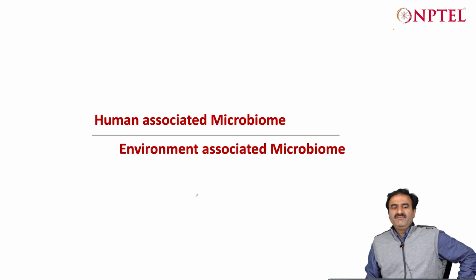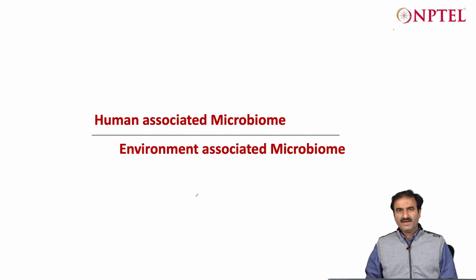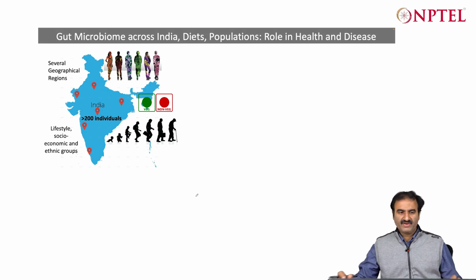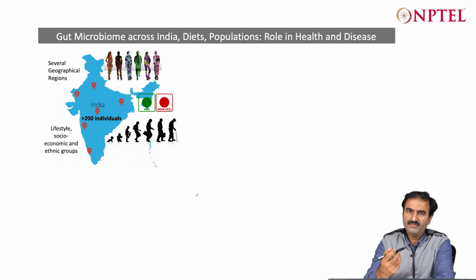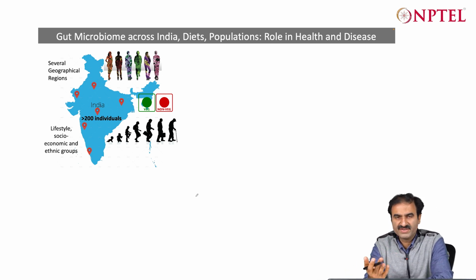So we might be dealing with the host-associated microbiome or the environment-associated microbiome, right? I'll give you some examples. For example, the human gut microbiome from India, which was not known. India is a big country, so many geographical locations are there, and they have different socio-economic groups, urban, rural, diet, gender, okay, all these things vary a lot in India.